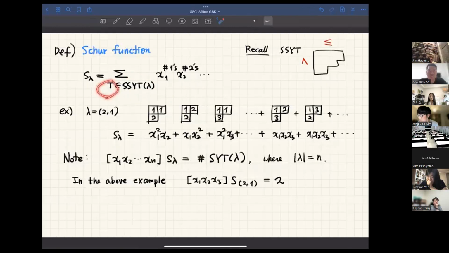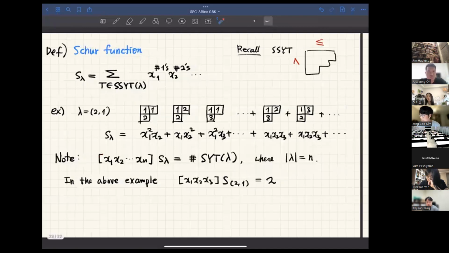For each semi-standard Young tableau, we add the monomial x1 to the number of ones, x2 to the number of twos, etc. So for example, this gives us x1 squared, x2, this gives us x1, x2 squared, etc. And you can see if you extract the coefficient of x1 up to xn in this Schur function, then we get the number of semi-standard Young tableau. So this is why when we have a result on semi-standard Young tableau, we can also mostly get the result on corresponding standard Young tableau.